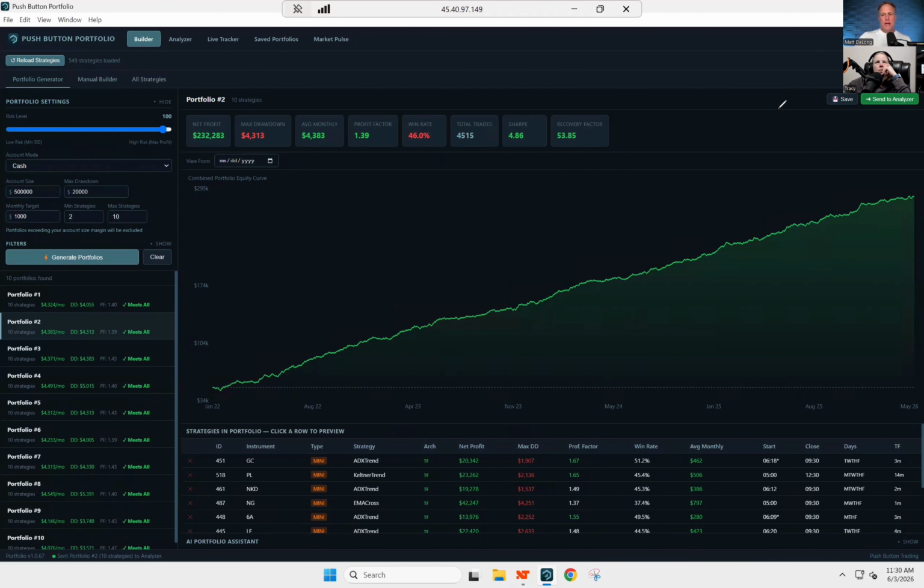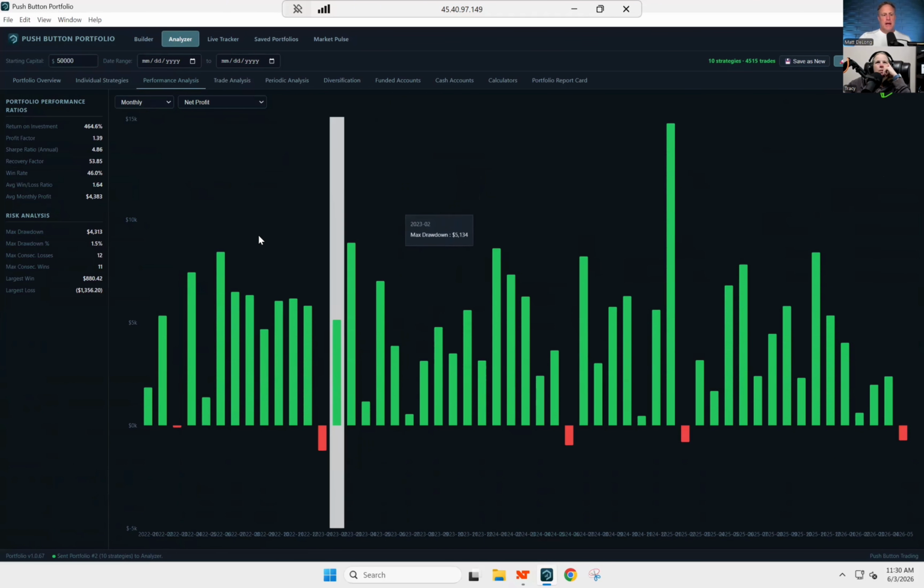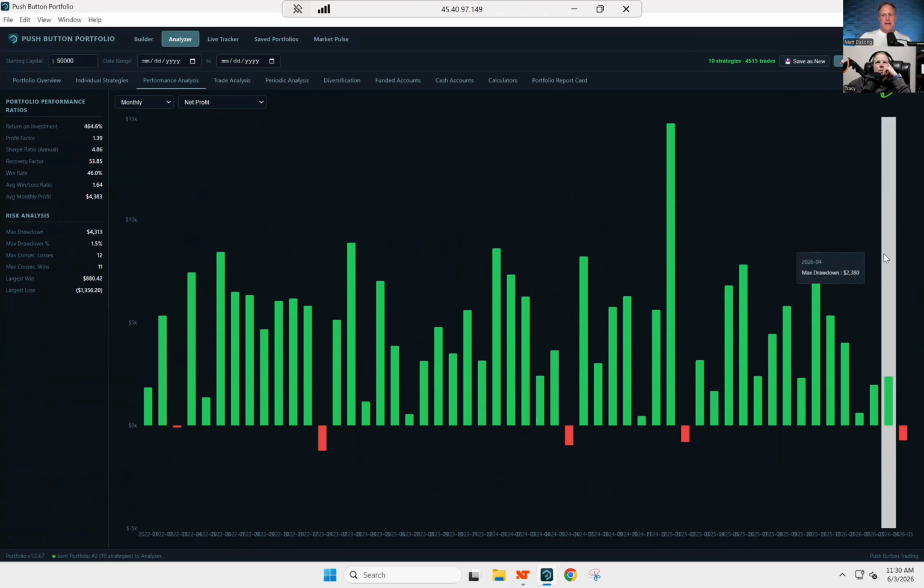And what we're going to do is click on this button right here and send it to the analyzer. We're going to take a look. We'll spend more time on this in a future class, but here are our ups and downs. This is every single month, one month at a time, and we're going back to January of 2022.